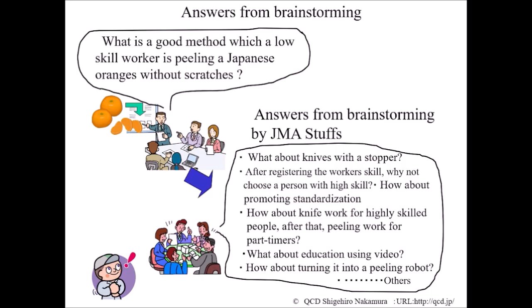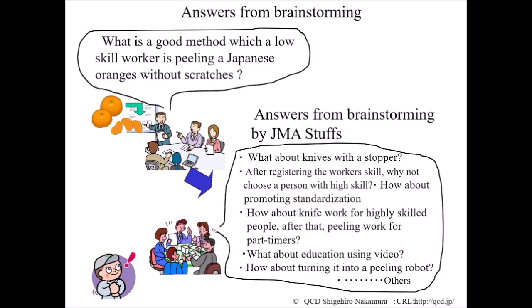And others. Professor Mr. Shingo's solution was, how about knife work for highly skilled people, and after that, peeling work for part-timers. In fact, it was a great solution that instantly increased productivity by 1.3 times and reduced defects to 1/50. The reason was that the veteran made a cut in the orange with a knife, which reduced errors, and the part-timer performed the peeling work only, so the knife was no longer handled by the part-timer.